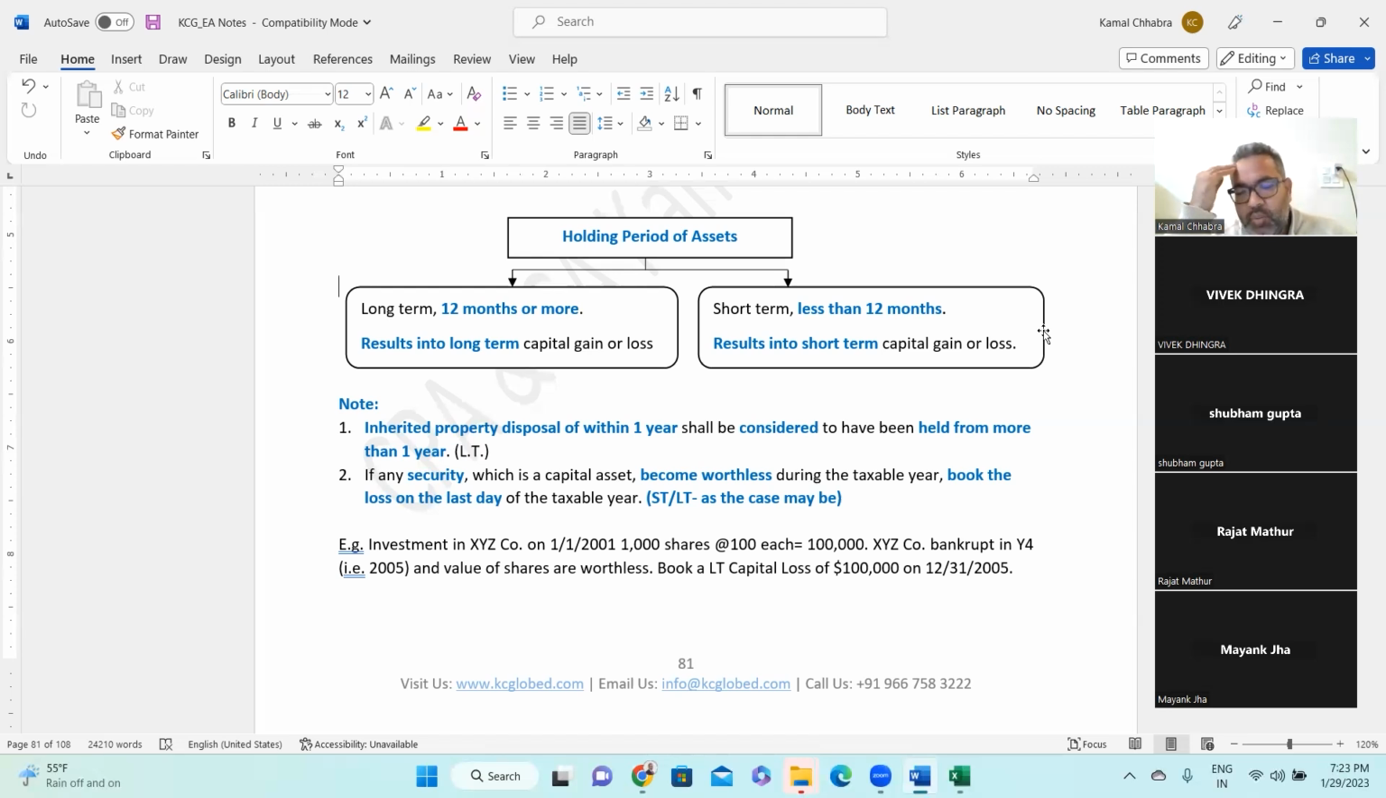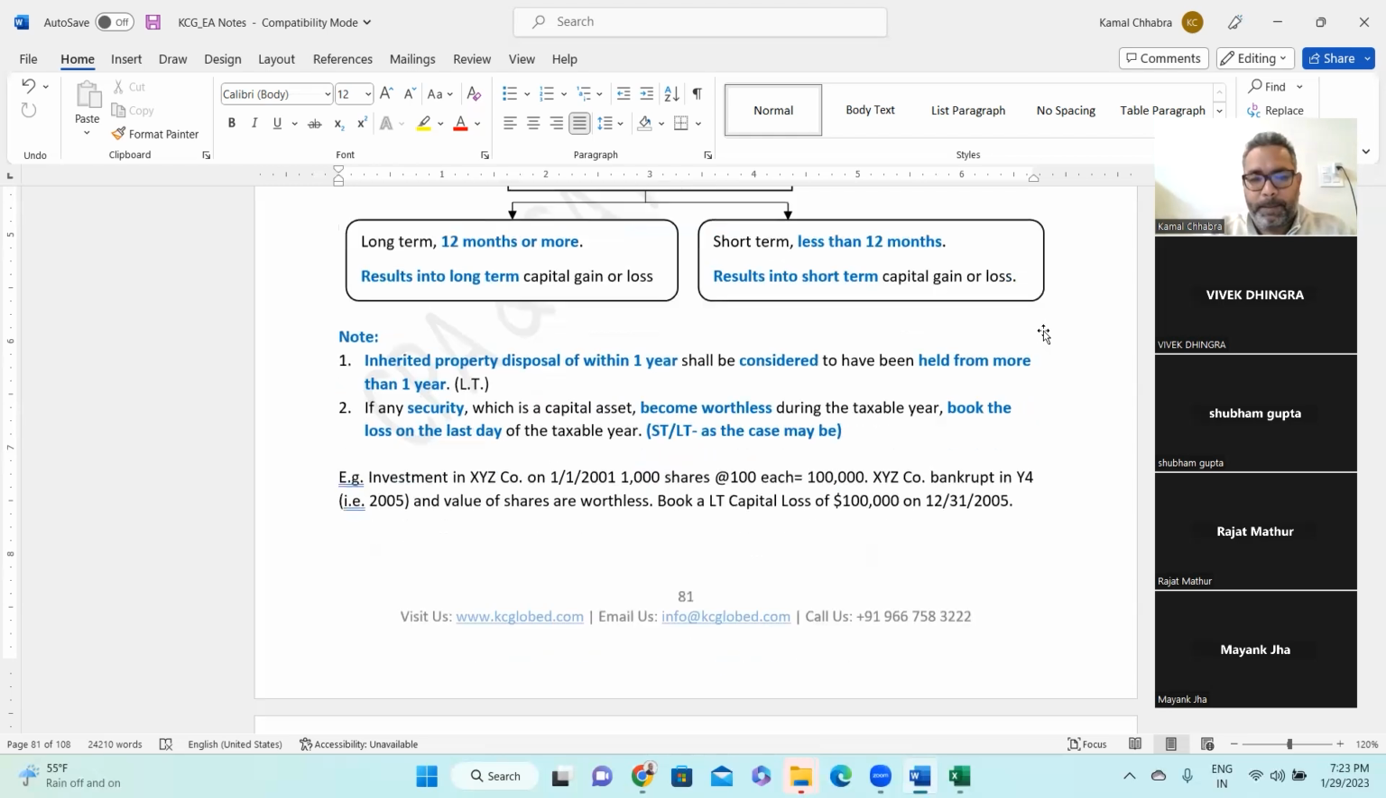So here, how much is the holding period? 4 years? Yes, sir. So 4 years is more than 1 year, so it's long term. So you need to book a long-term capital loss of $100,000 because the value is zero now. Which date will you book the loss? On 31st December 2005. Make sense? Yes, clear, sir.